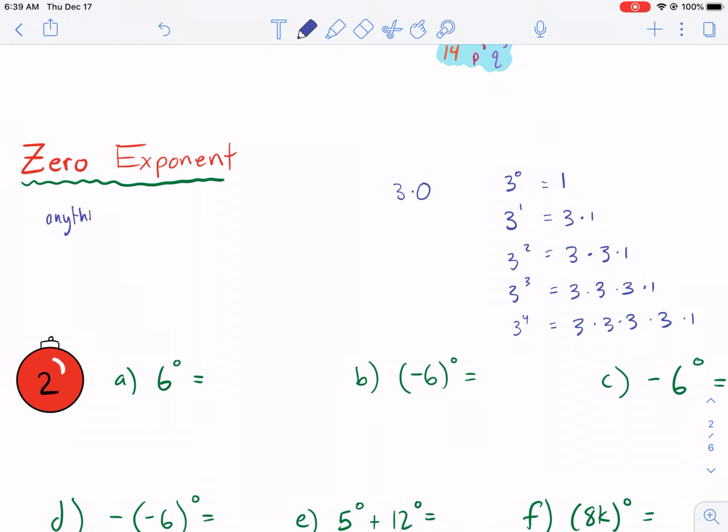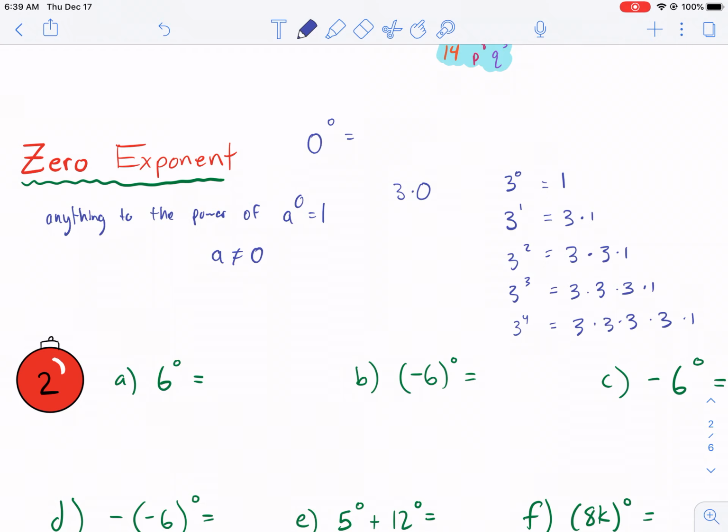anything to the power of 0 equals 1. Whoops, that's kind of a weird way to put it. A to the 0 equals 1. The only exception is A cannot equal 0. So 0 to the 0 power does not equal 1.